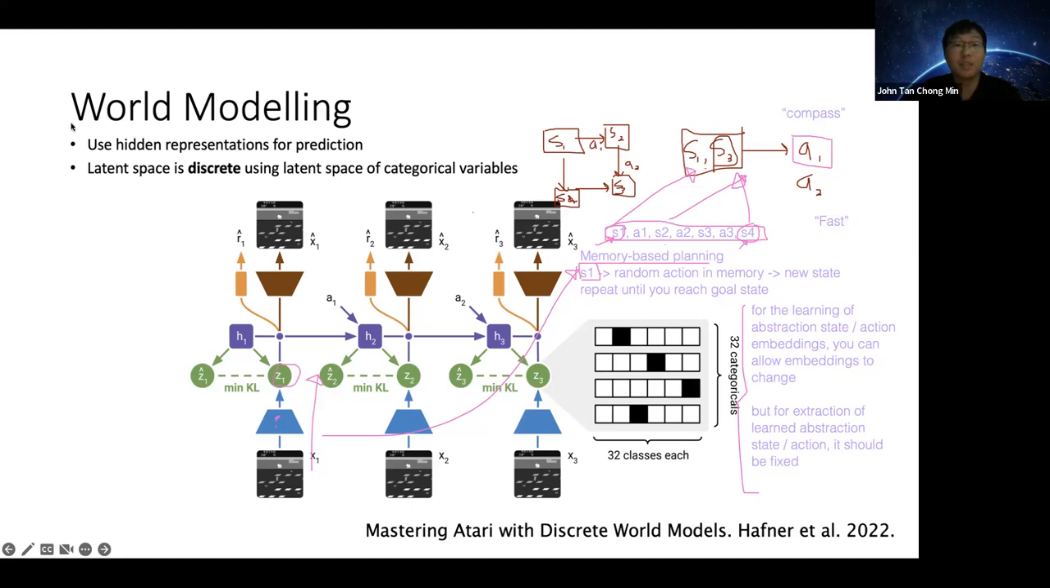But over here, when they did Dreamer, they didn't do a memory-based planning. They just simply take the current state, map into a latent space, and then they just do prediction in the latent space like that using a neural network. So there's no memory here. But if you were to do memory-based planning, you need to fix this embedding here. If not, you will have problems referring to your memory.